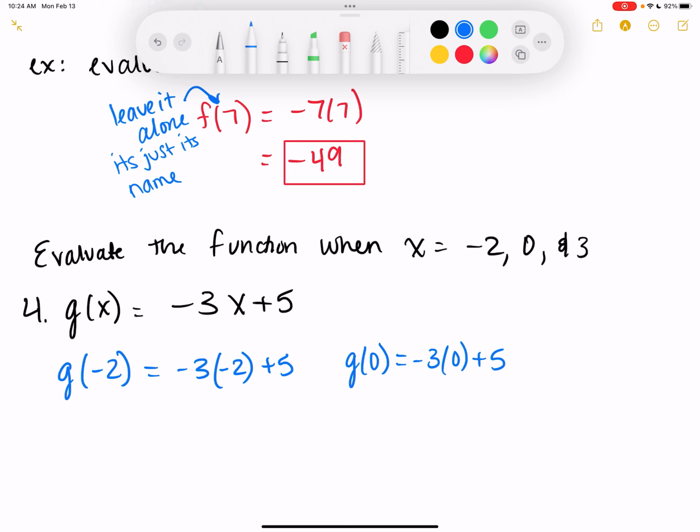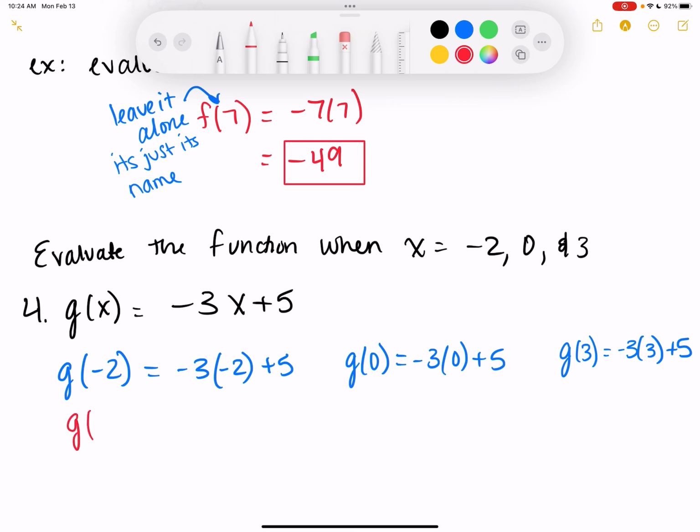And then lastly, we do it for 3, so g of 3 is equal to negative 3 times 3 plus 5. I don't care if you set them up exactly like this, or if you do one and then set the next one up, but that way you see what we're doing. So we're solving 3 separate problems here, and we'll have 3 separate answers for each one.